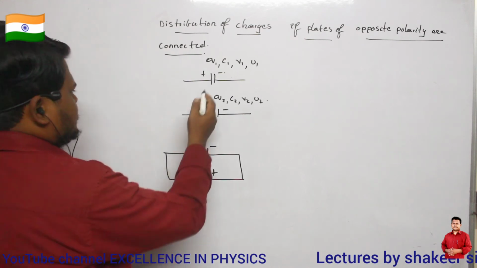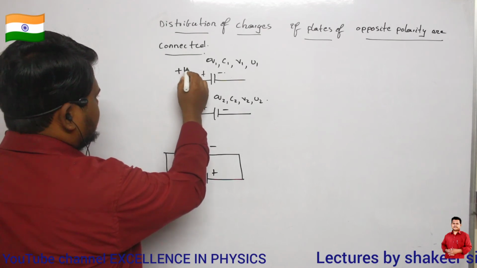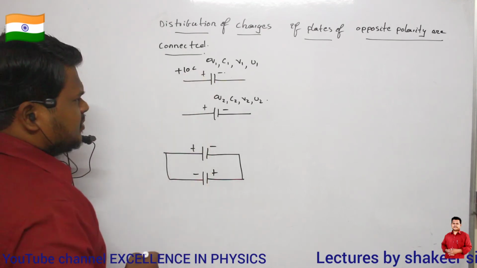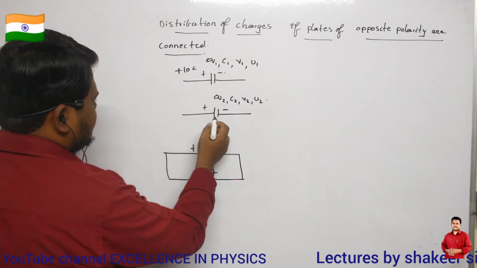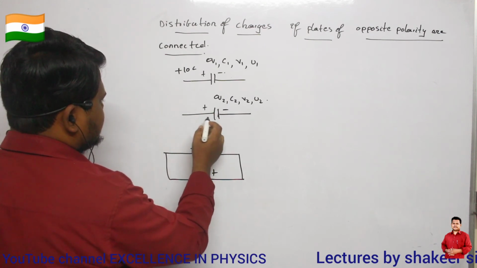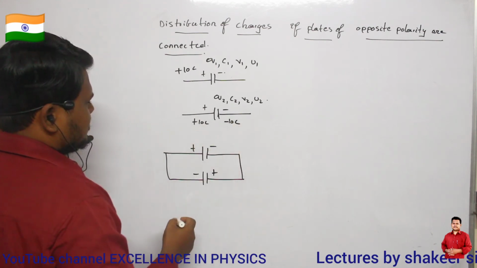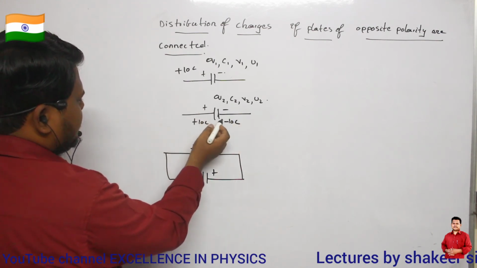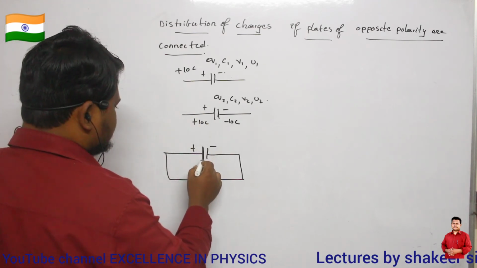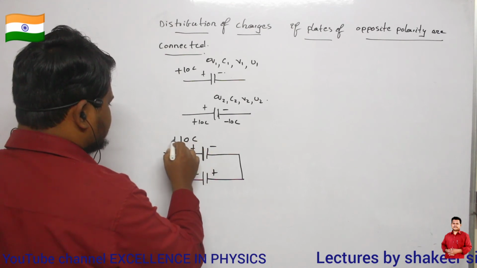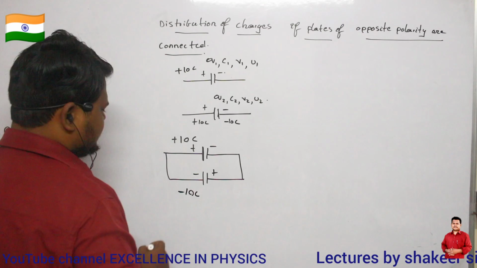So on the positive plate, let us consider plus 10 coulombs of charge is present. On the negative plate, let us consider this is minus 10 coulombs. So when the positive plate is connected to the negative plate, what will happen? On this positive plate I have plus 10 coulombs of charge. On the negative plate I have minus 10 coulombs of charge.